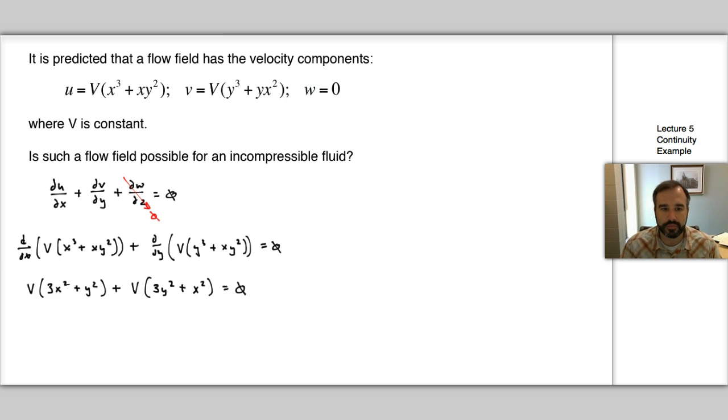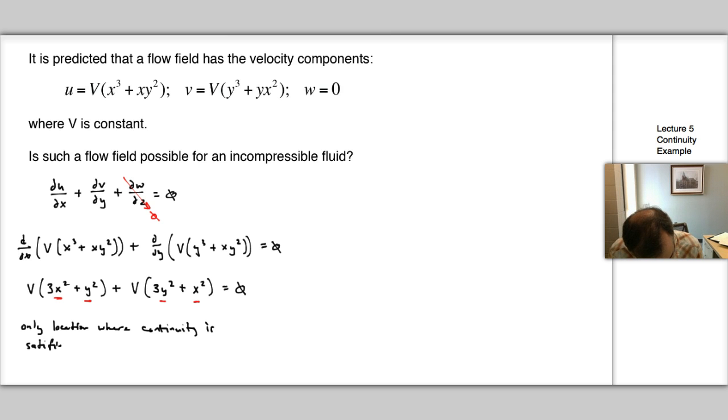Okay, so simply looking at this equation, you can tell something. The only place in space that this is going to be true is the origin, because these are squared terms. So if you're away from the origin, those are always going to be positive values, so there's no negative way to cancel those out. So the only location where continuity is satisfied is at x equal to 0, y equal to 0. So this flow field is not possible because it does not satisfy the conservation of mass.